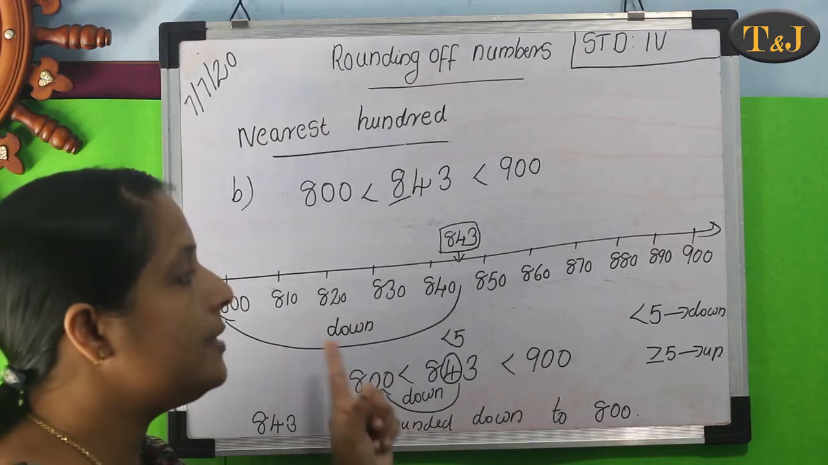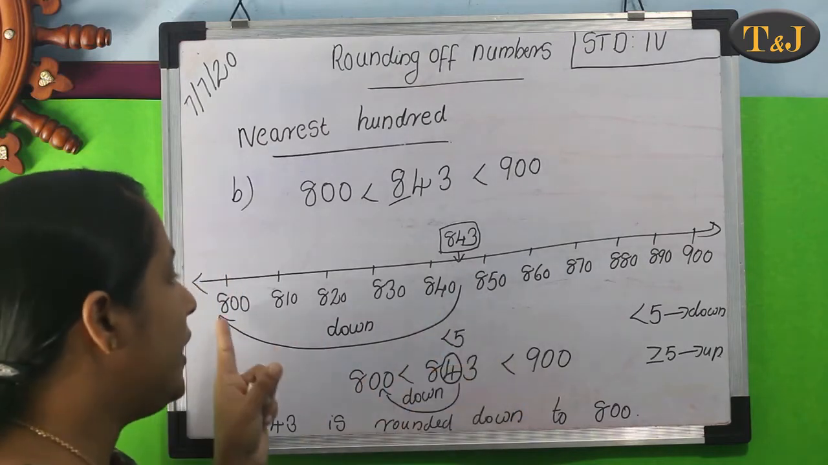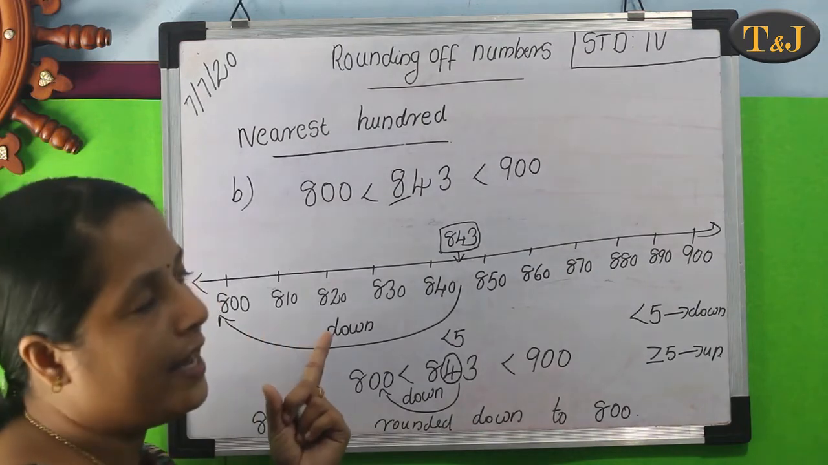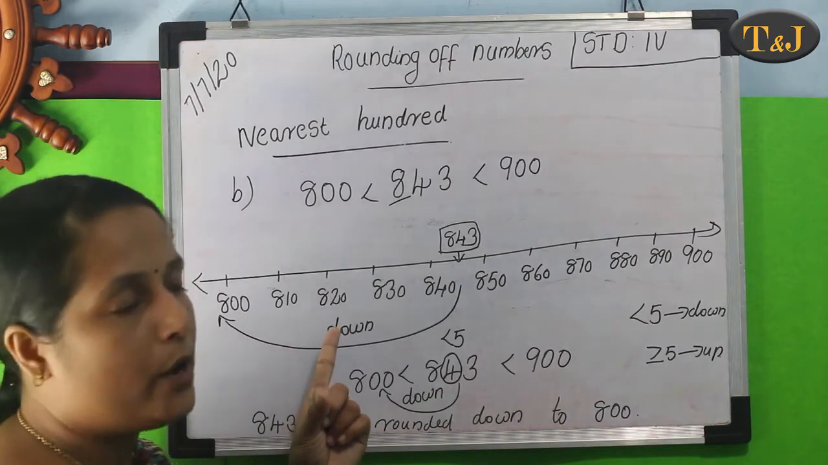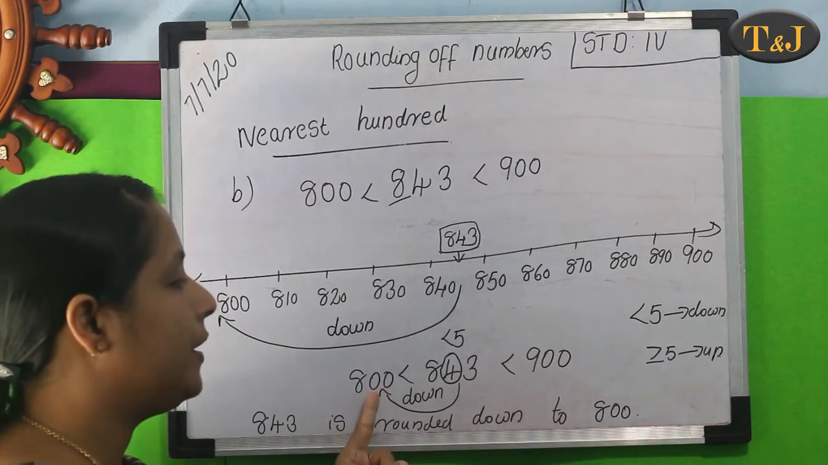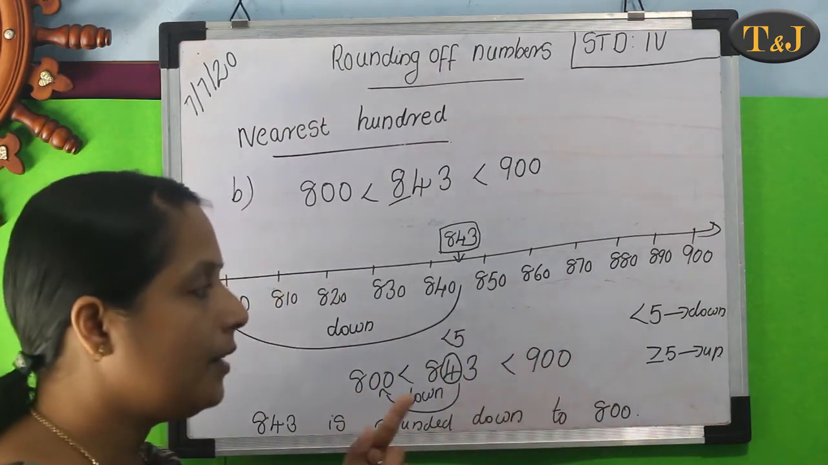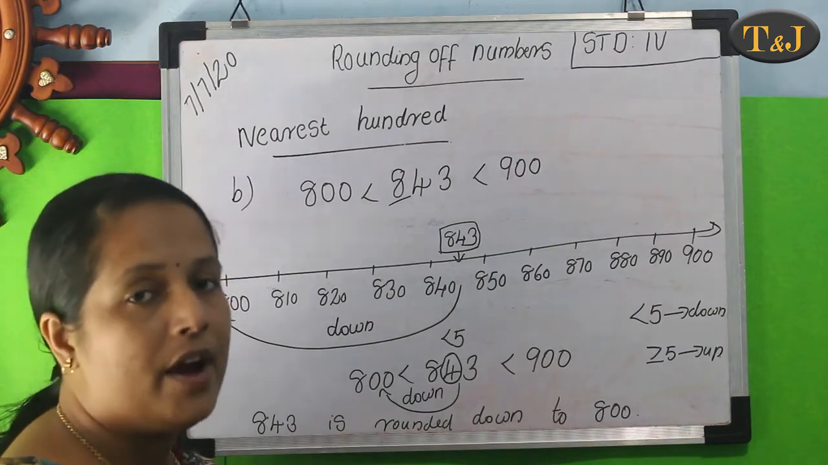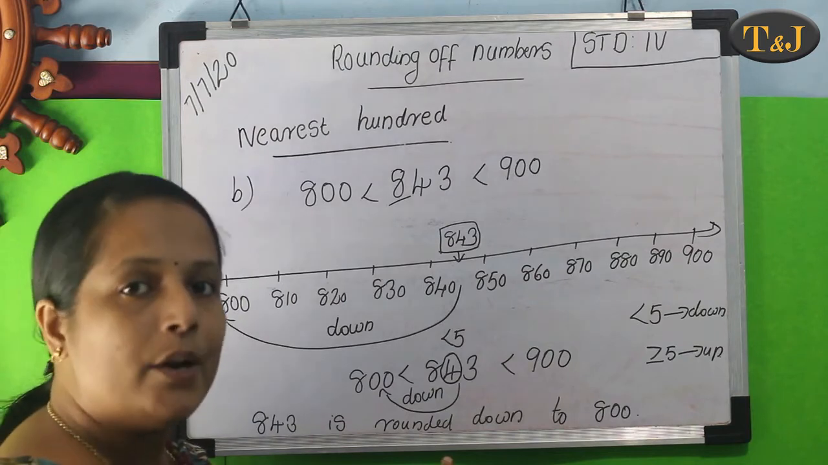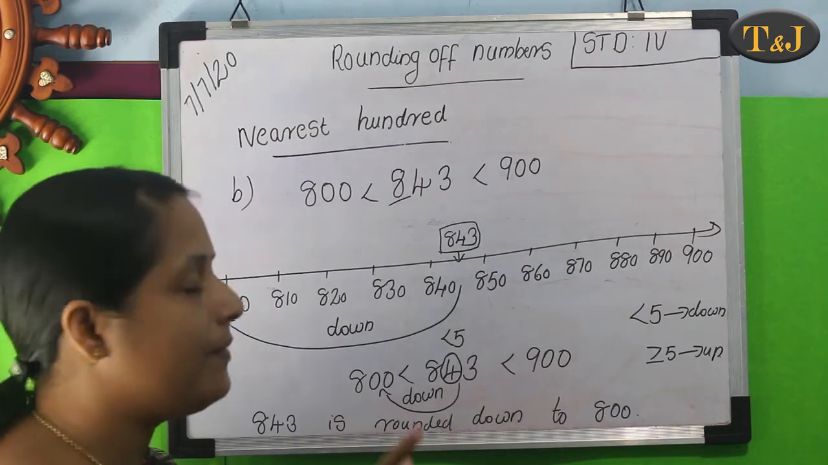Then next we want to know whether it is rounded down or rounded up. 843 is very close to the number 800. So we know that 843 is rounded down to the number 800. Then we write 843 lies between the numbers 800 and 900. Our condition is that if the tens place value is less than 5, it is rounded down to the first number. If the tens place value is greater than or equal to 5, it is rounded up to the next number. So we take our tens place value, which is 4.